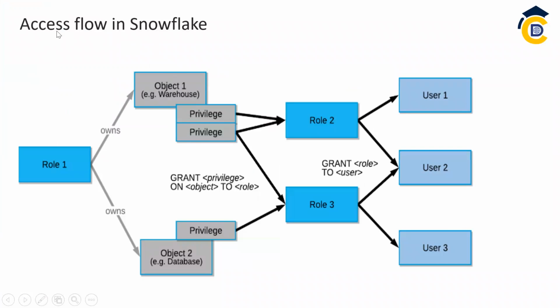So see, this is the access flow in Snowflake, and it's nothing but what I just explained. This is the object, warehouse. There is a role which owns them. So to answer Shiva's question, always the ownership is with the role, not the user. Never with the user. This is a thumb rule.